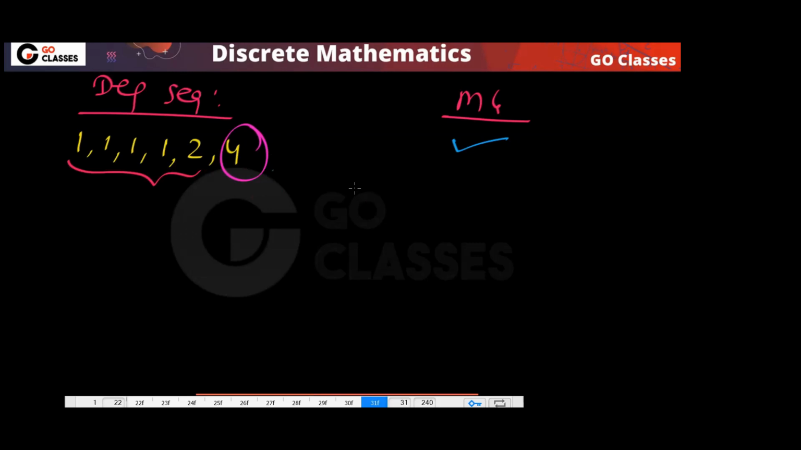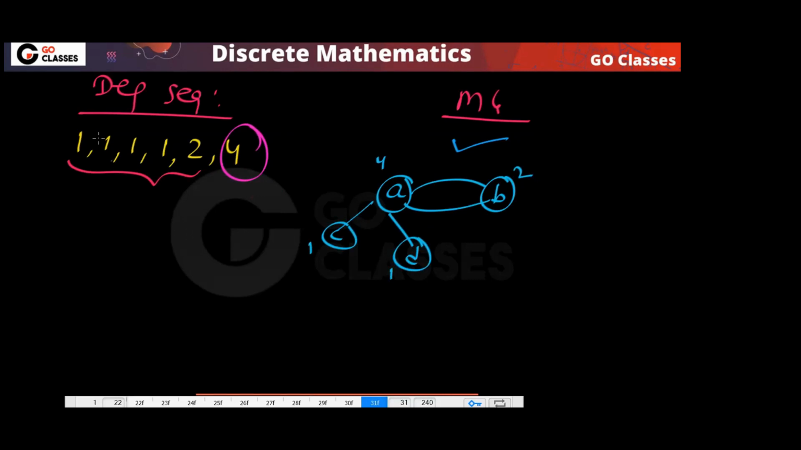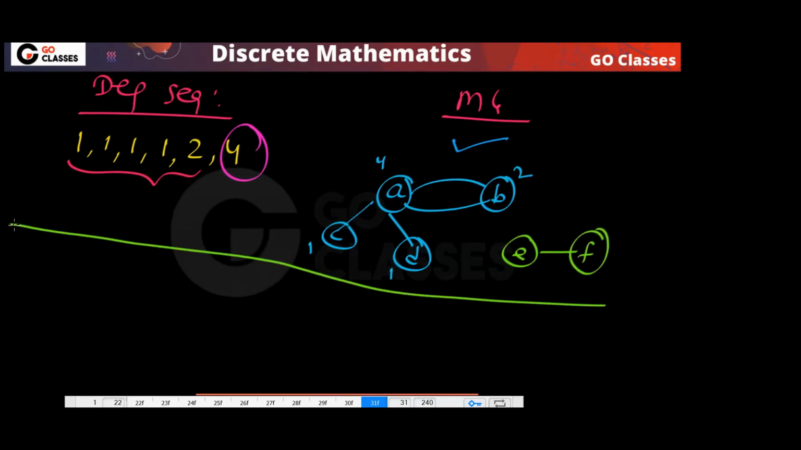Let's try to create a multigraph. So you have a vertex which has 4 degree. This vertex has degree 2. So what you can do, you can create like this. Now you can create vertex C, vertex D. So now you can notice this at degree 4, this at degree 2, this at degree 1, degree 1. Now still two vertices of degree 1 are remaining. So you can create like this, E, F. We don't care how many graphs you can create, but we can create. Yes, a multigraph we can create.